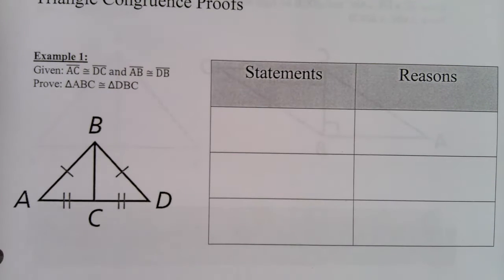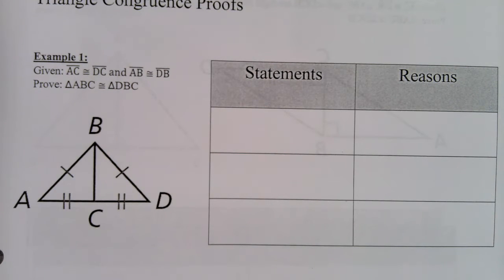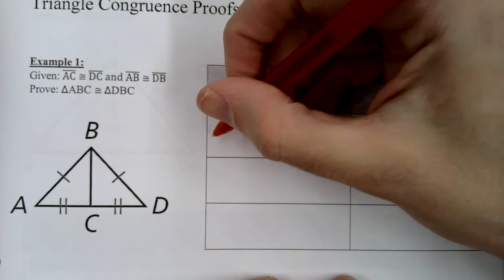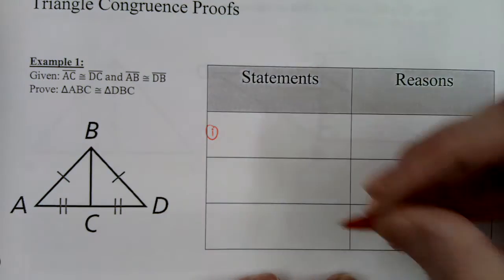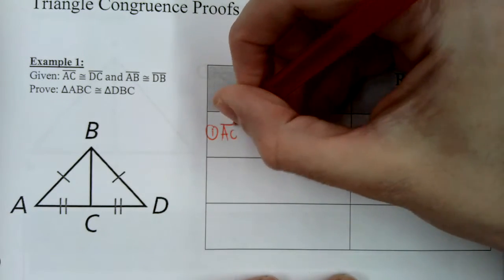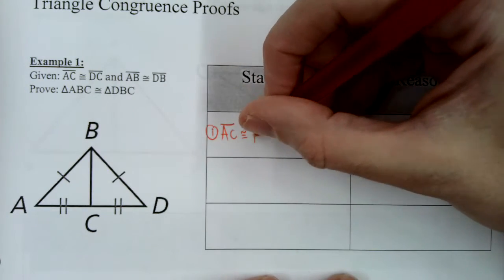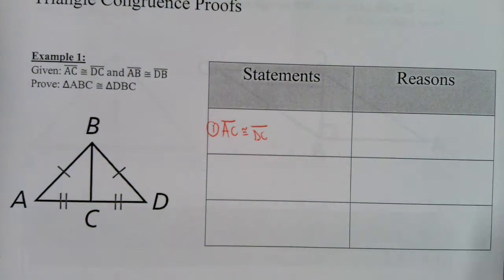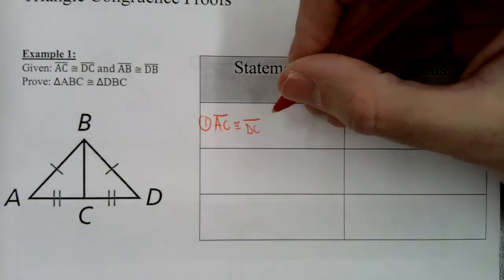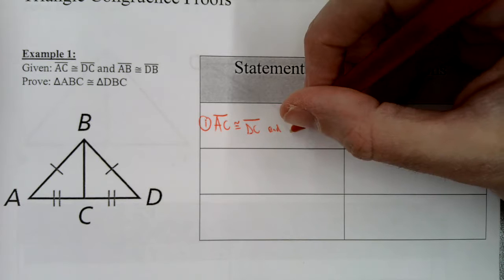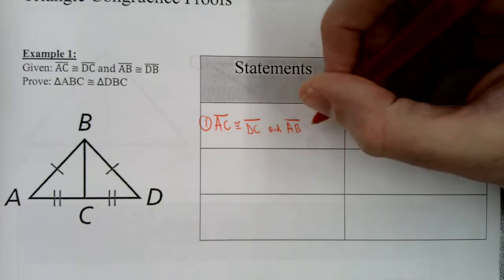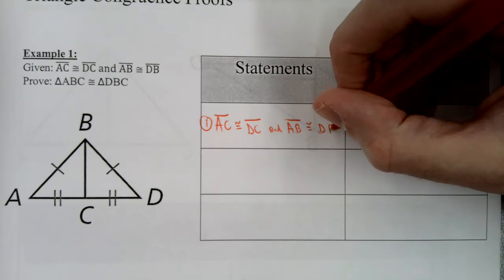Example 1, given that AC is congruent to DC and AB is congruent to DB, prove that triangle ABC is congruent to triangle DBC. So we put both pieces of given information in statement 1. You can split them up if you want, then you're going to use 4 steps. So you have to add on another step. And reason 1 is because that was given to you.